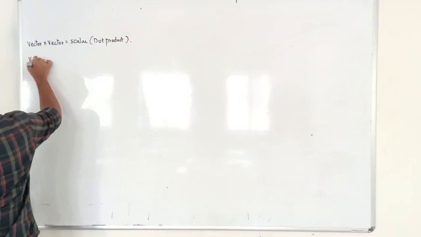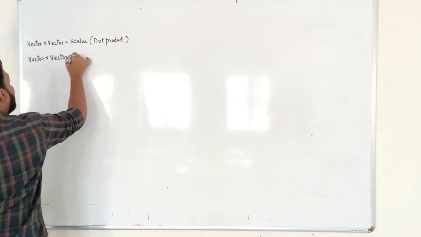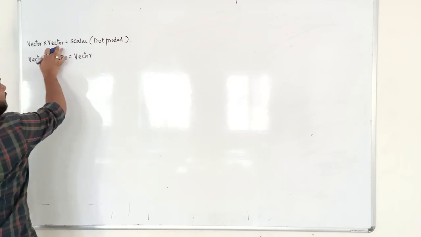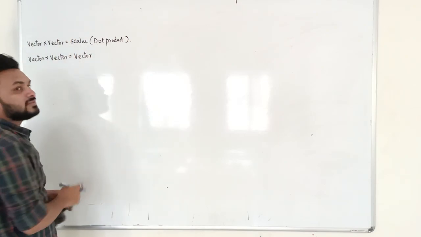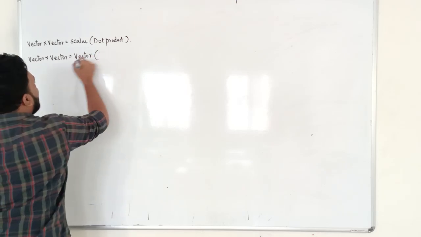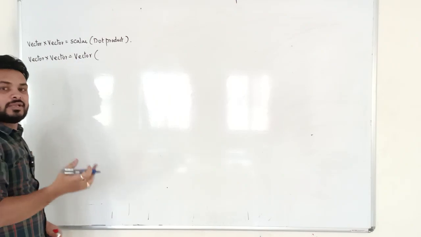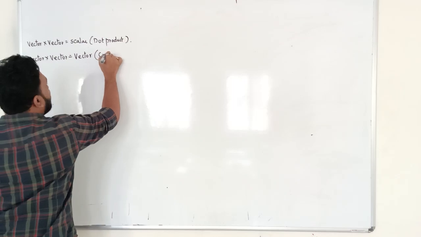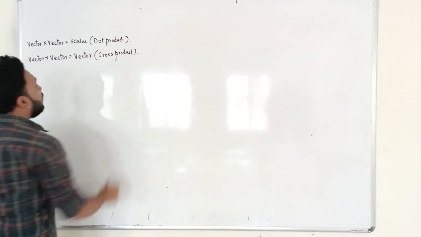If a vector multiplied by another vector gives again a vector physical quantity, with magnitude as well as direction, we call this a cross product, or simply a vector product. What do you mean by this?